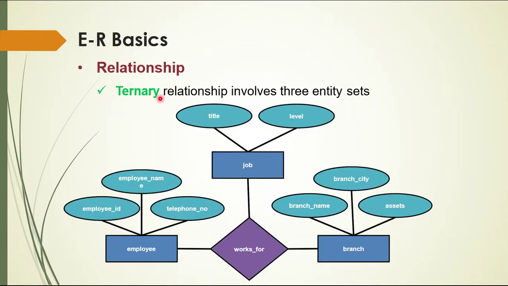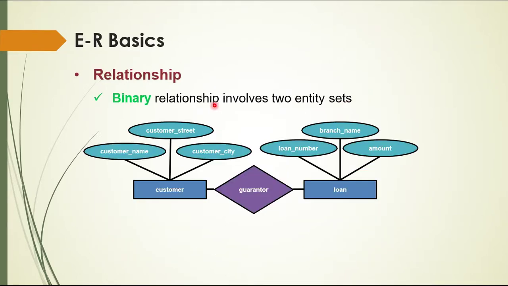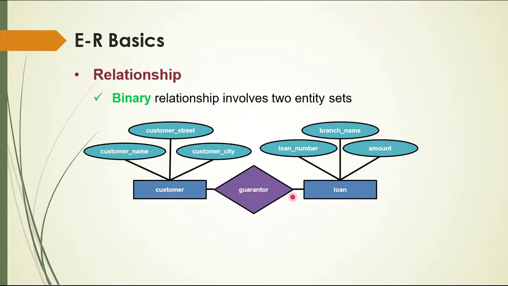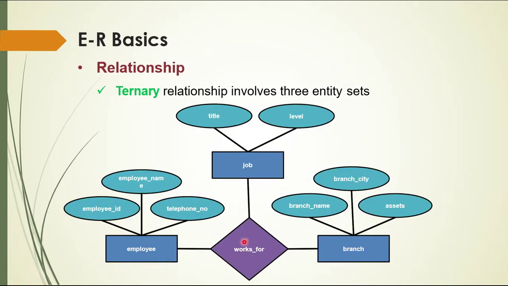Now next is ternary relationship. A ternary relationship involves three entity sets. See here, in a binary relationship we have only two entities with a relationship. Now here we have a relationship between three entities. As the name suggests, ternary means three. So we have employee, job and branch. Employee has employee ID, employee name and telephone number. Branch has branch name, branch city and assets. Now job has a title and level.